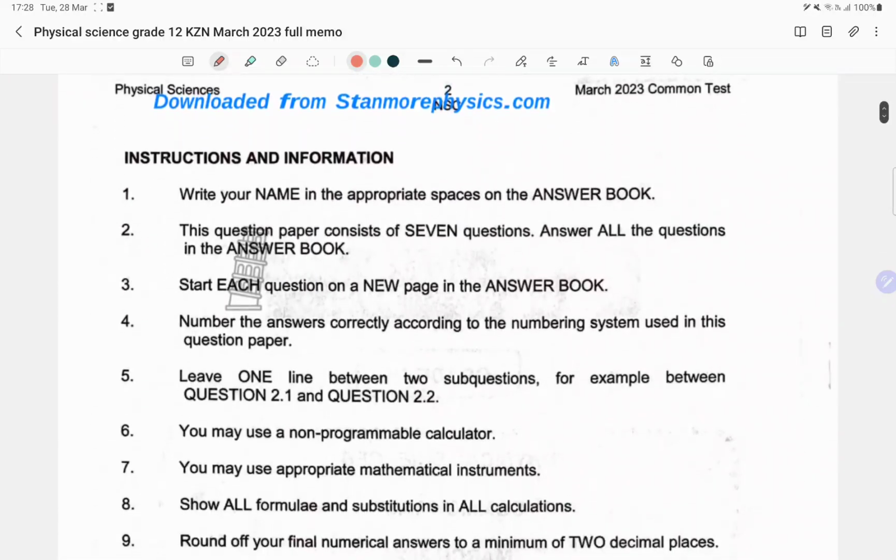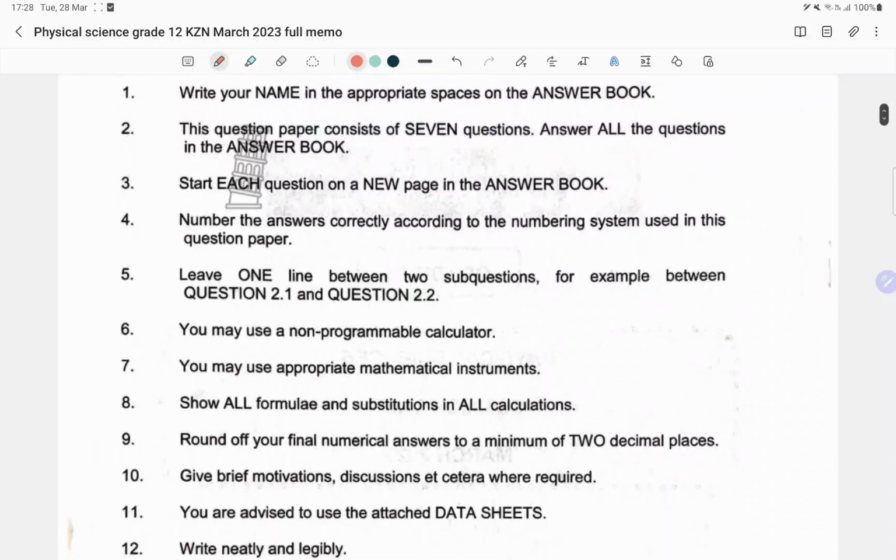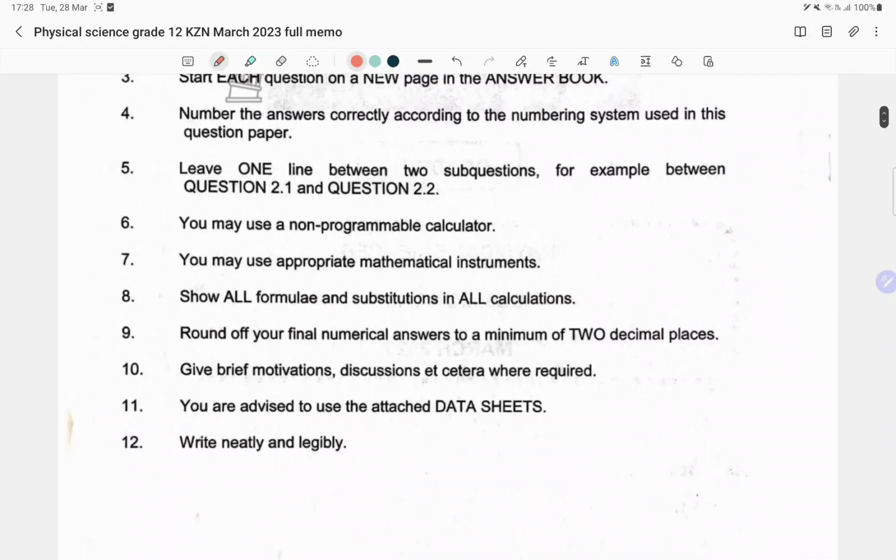So this was a 2-hour paper, so we are given all the topography of the paper and exactly what is expected of you in attempting to answer these questions. Of course, this instruction right here is forever important. Show all formulae, substitutions, and all calculations, because in physical science these are mark scoring points. And then of course this one you always need to keep in mind. I told you to round off your numerical answers to a minimum of 2 decimal places. Minimum means 2 or more, okay, but no less than 2.